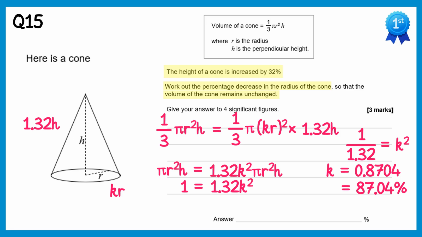So now that we found the value of k, we can see how much it's been decreased by, because to start at 100% and go down to 87.04%, you must subtract 12.96%. So the radius has been reduced by 12.96%.